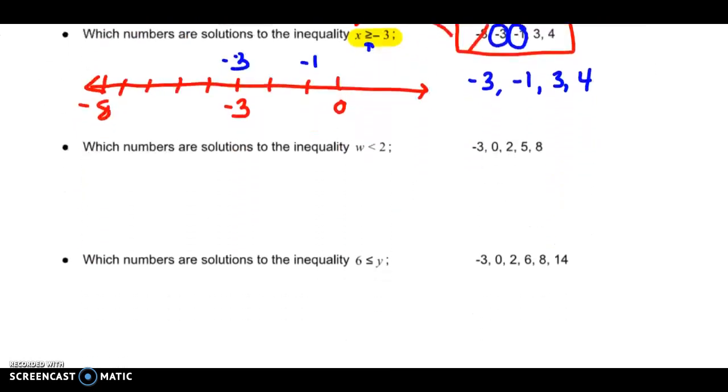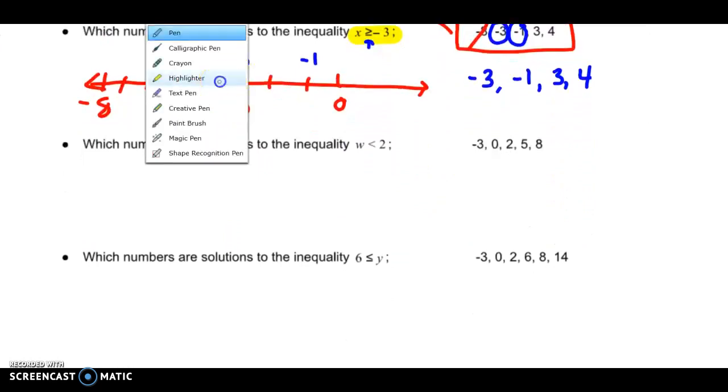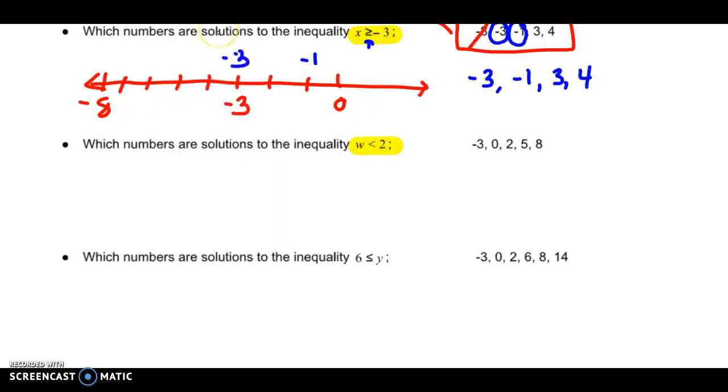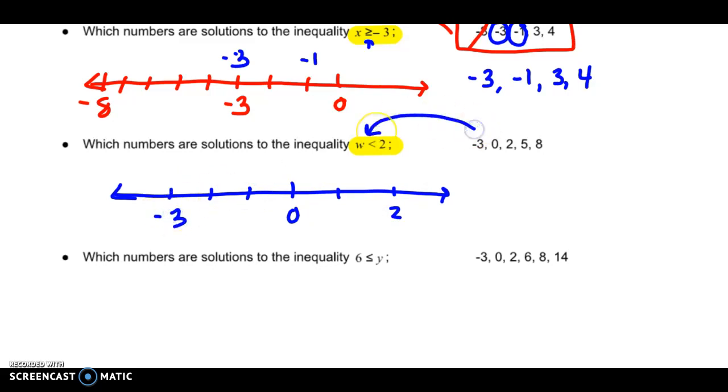Let's try another one down here. We see the inequality statement W is less than 2. So we want to find a number that we can plug in that's less than 2. So I'm again going to draw a number line here just to help us think through this. And we'll just start plugging these numbers in.